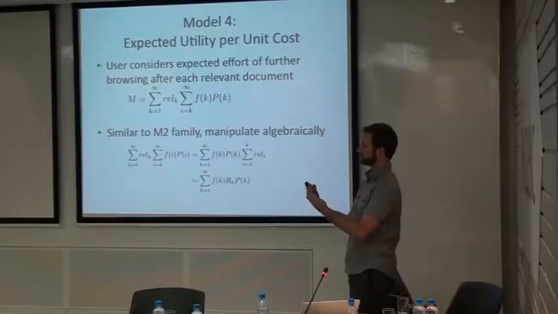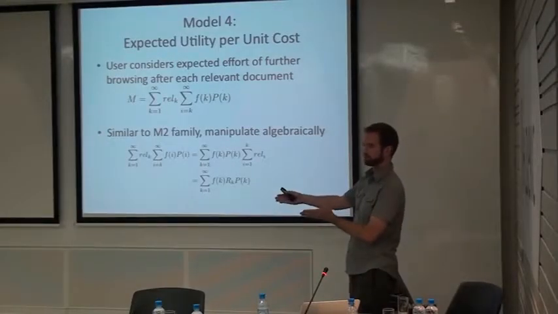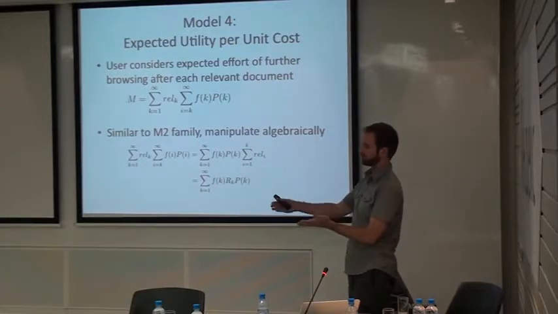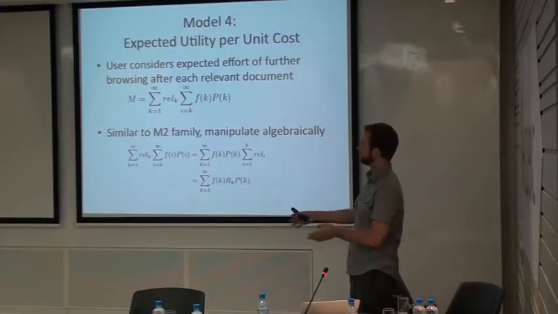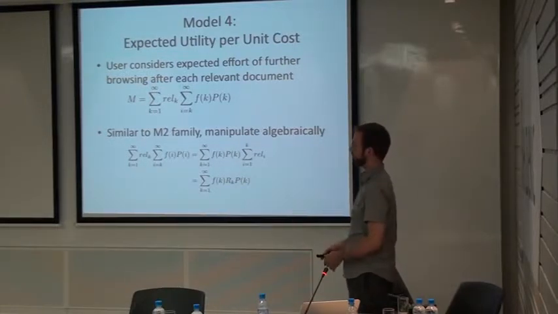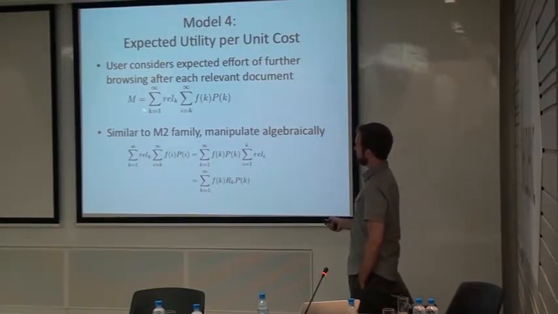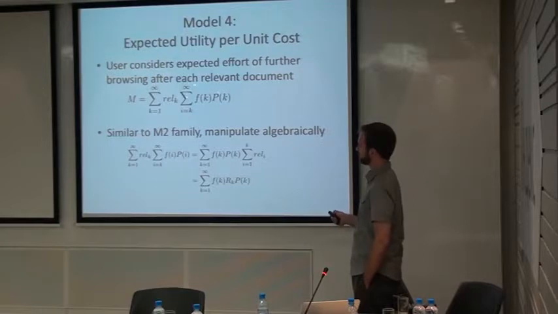And this quantity here is just the number of relevant documents that you see by rank k. So we have r sub k equal to this, and r sub k times p sub k is an expectation. This is the expected total number of relevant documents you see if you stop at rank k, and then we have our expected utility formulation.